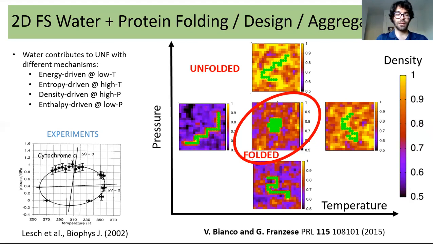First, for high temperature, the relevant mechanism is entropy. And for cold denaturation, the leading mechanism is energy. At high pressure, we have a density-driven transition, and for depressurizing, we have an enthalpy-driven transition. We rationalize all of these phenomena thanks to the hydrogen bond properties, depending on how they vary with the thermodynamic conditions.